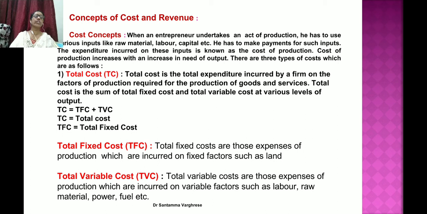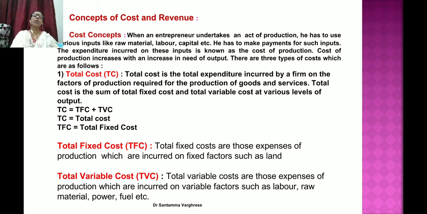Now we saw cost of production. What is cost of production? The expenditure incurred on the inputs of production is known as the cost of production. What are the inputs? Labor, raw material, capital, power, and all these are inputs. While using the inputs, money is used and expenditure is incurred. So this comes in the cost.